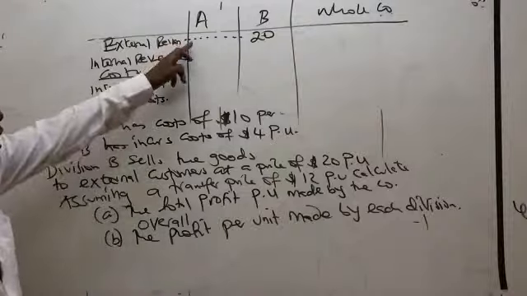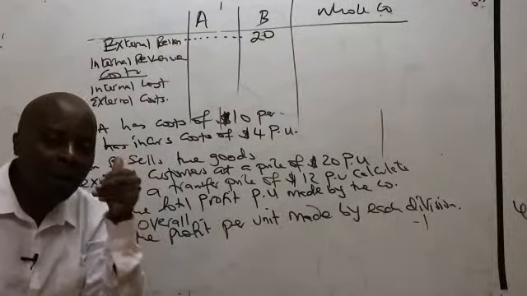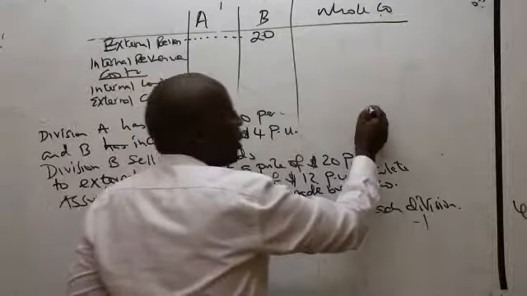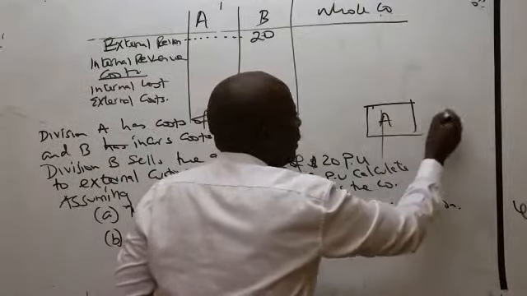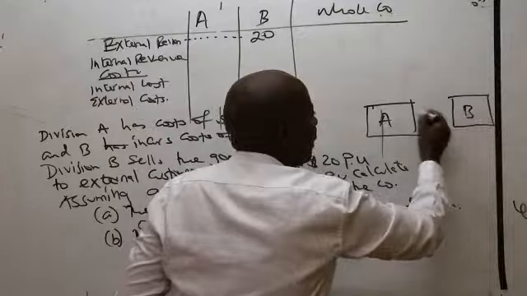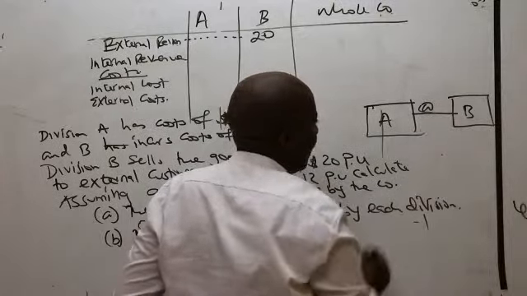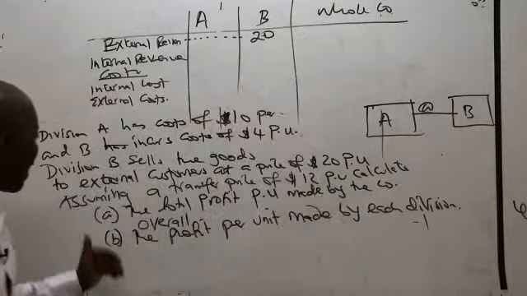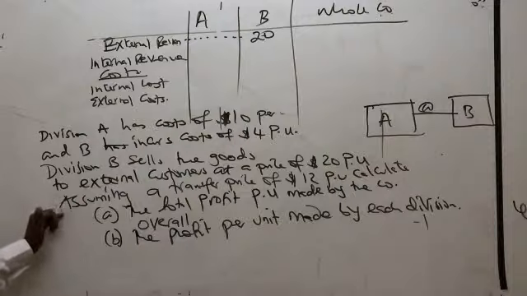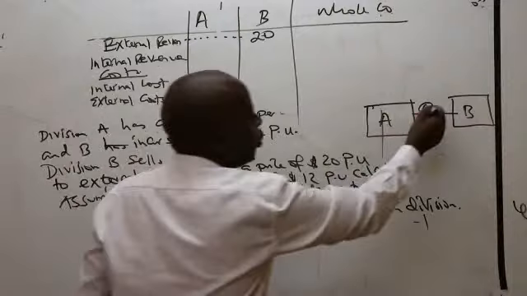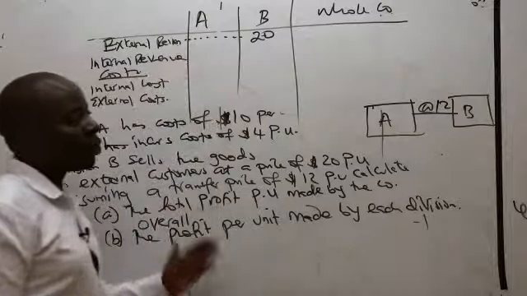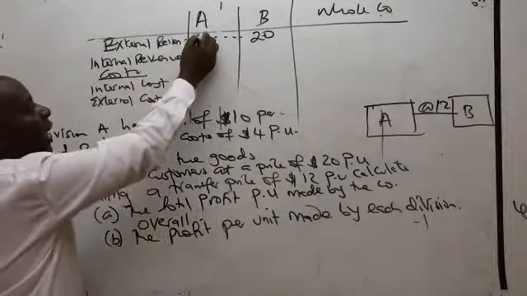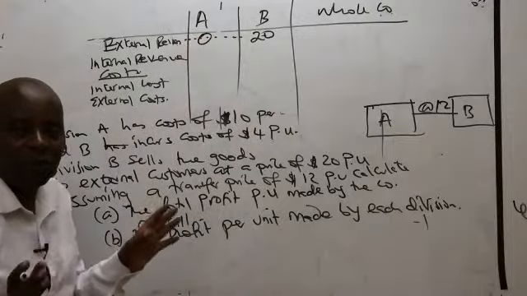Of course, A does not have any external customer. For A, ladies and gentlemen, we are simply producing this good and transferring everything to B. At what price? We are told to assume a transfer price of 12. So the transfer price there is 12. So A does not have any external customers.